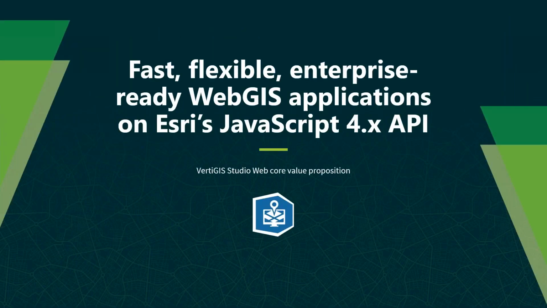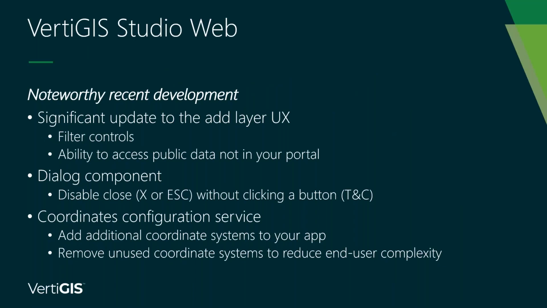Let's talk about some recent developments in VertiGIS Studio Web. So some noteworthy recent development. We did release the update to our add layer UX, adding particularly filter controls. This was probably one of the more frequently requested things. How do I access data outside my own organization? How do I better filter my content from other content? Things like that. The dialog component received an update.